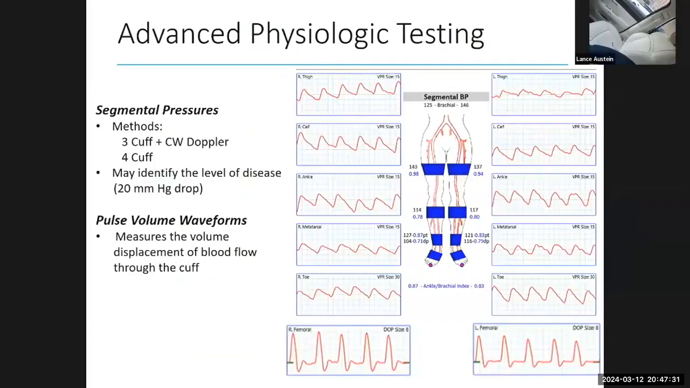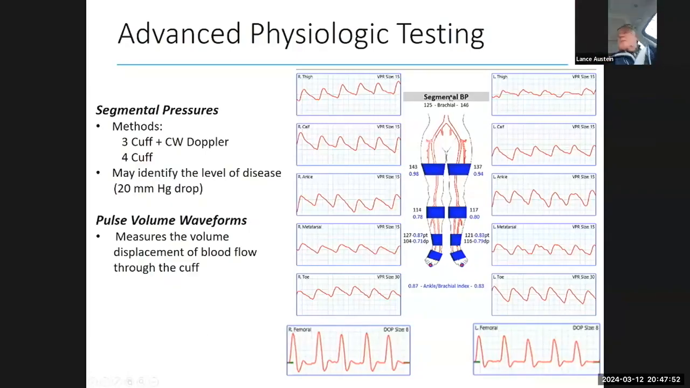So this is an example of what segmental pressures look like. Essentially, most institutions will use this 3-cuff method, which is a thigh cuff, below knee, and then ankle. And it's paired with a continuous wave Doppler, which is taken at the level of the groin. And you can see the continuous wave Doppler waveform at the bottom.